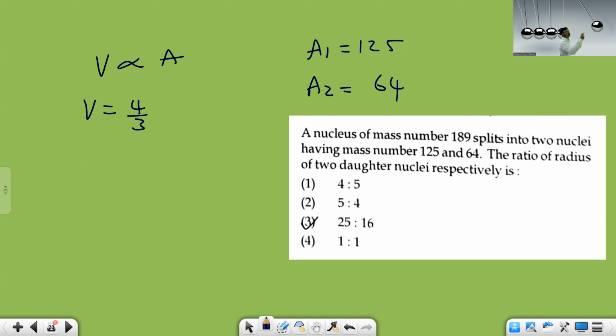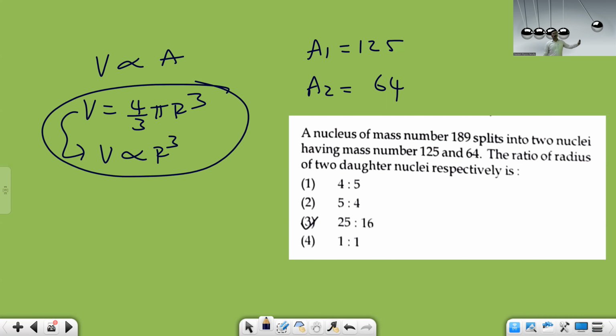Volume is equal to 4 by 3 pi r cube, so volume is directly proportional to r cube. How do you know volume is proportional to A, the mass number? Because the bigger the mass number, the more nucleons there are, and more nucleons means the volume of the nucleus is increasing. So they are directly proportional.